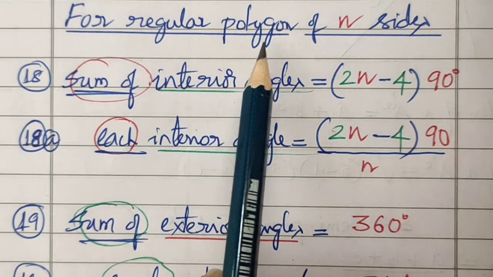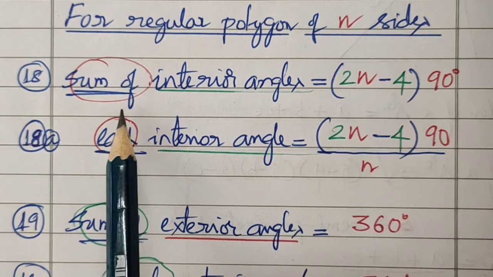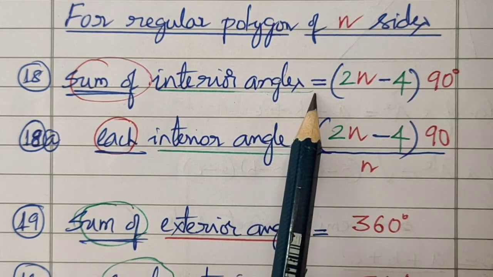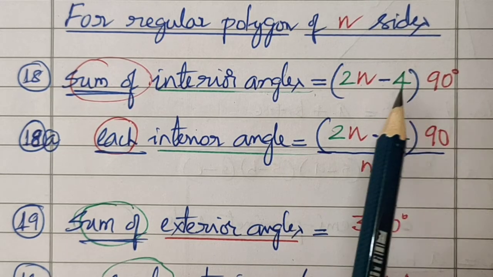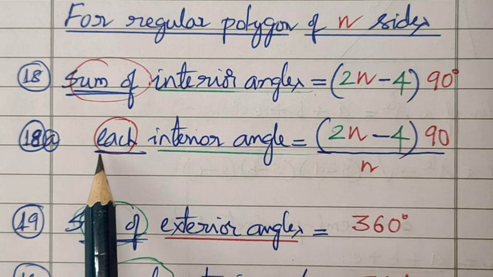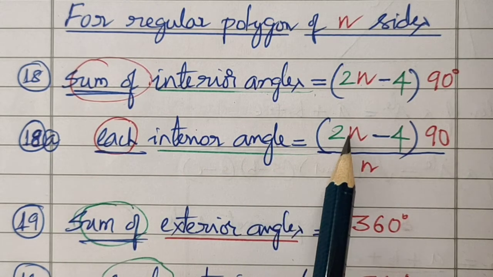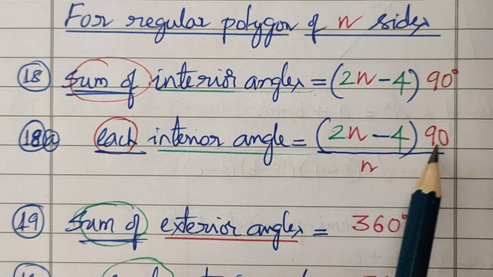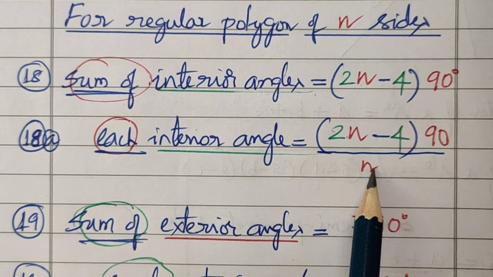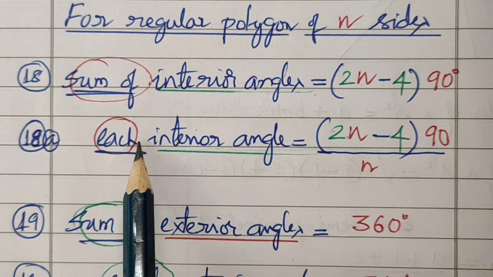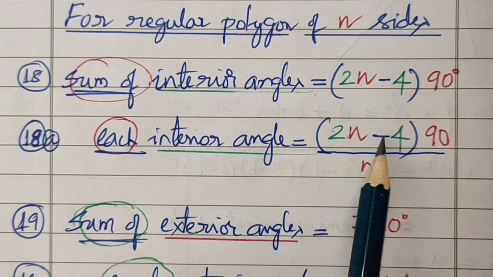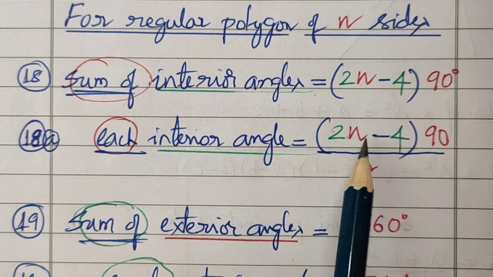For a regular polygon of n sides, the sum of interior angles is equal to 2n minus 4 into 90, where n is the number of sides. Each interior angle is equal to 2n minus 4 into 90 divided by n, where n is the number of sides. To find out each interior angle, so that means each interior angle is equal. If you find out one, then all will become equal.